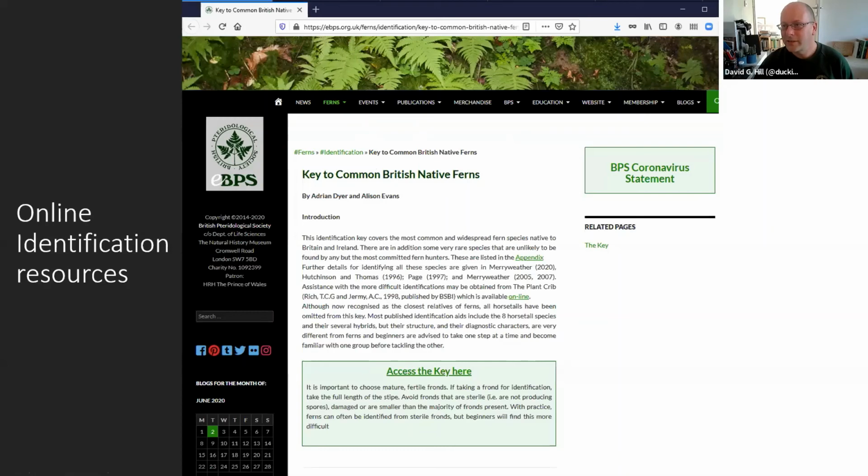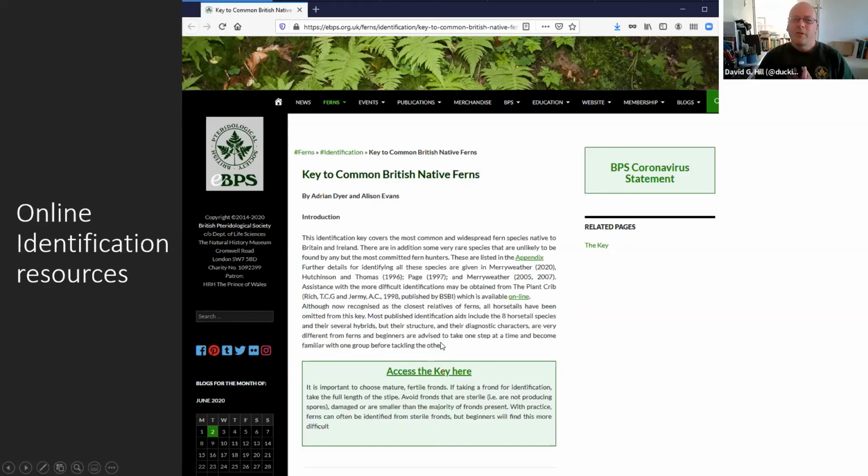So the things like the woodsias and the holly ferns that you're not going to stumble across and you're not going to find in an urban setting, or the annual ferns. So we're just concentrating on the common ferns here. So there's a key that you can work through there.